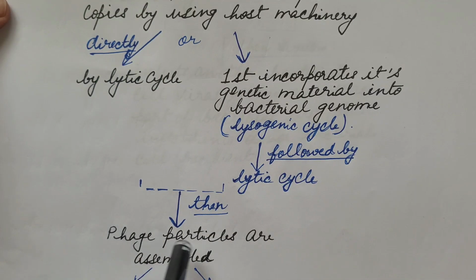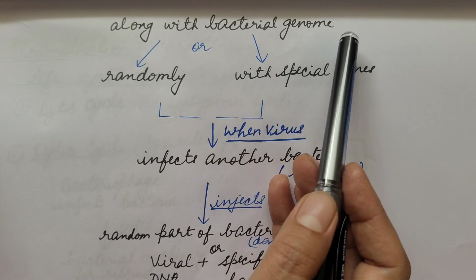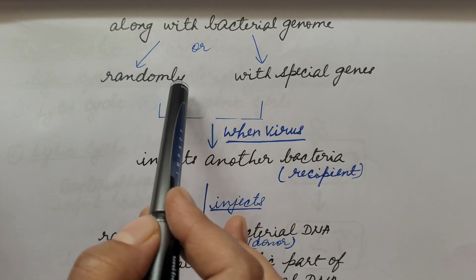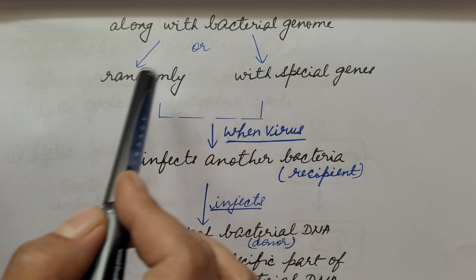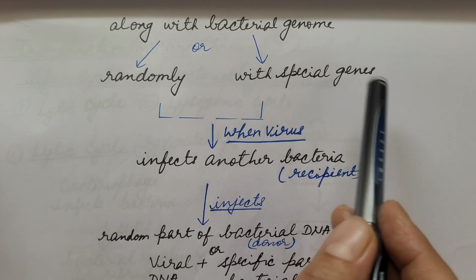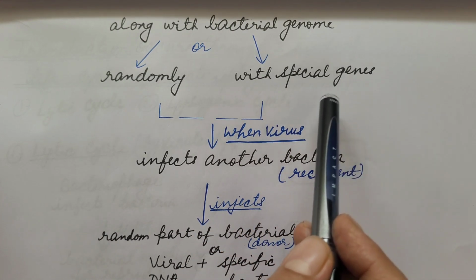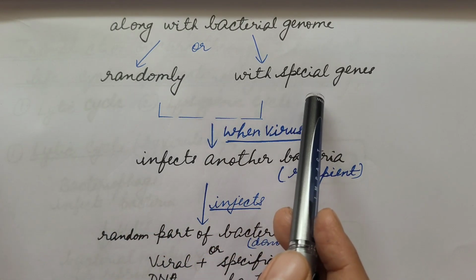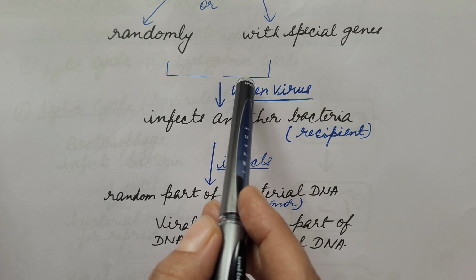Then what happens? Phage particles are assembled, and these are assembled along with the bacterial genome. Either parts of the bacterial genome are packed with the virus particles randomly, that is random fragments of the bacterial genome are packed, or specific genes of the bacterial genome are packed along with the viral genome in the new virus particles. These two we will discuss in detail later. Now virus has multiplied or increased its number.